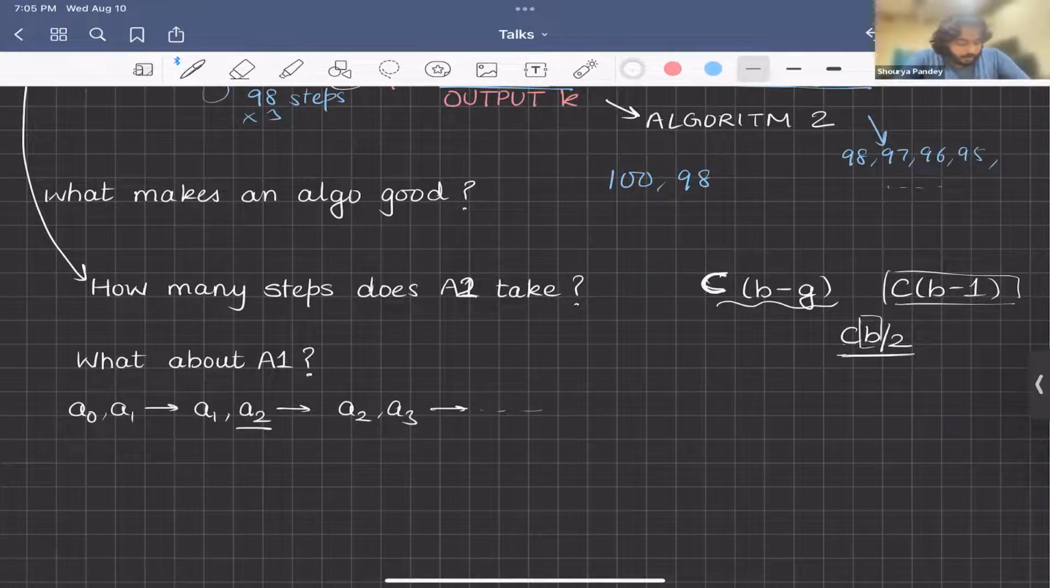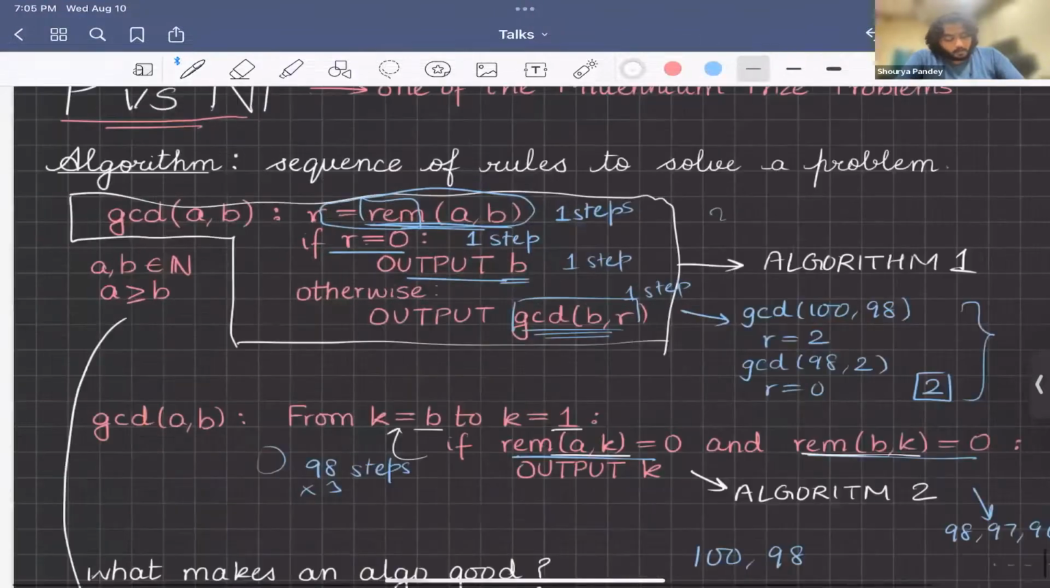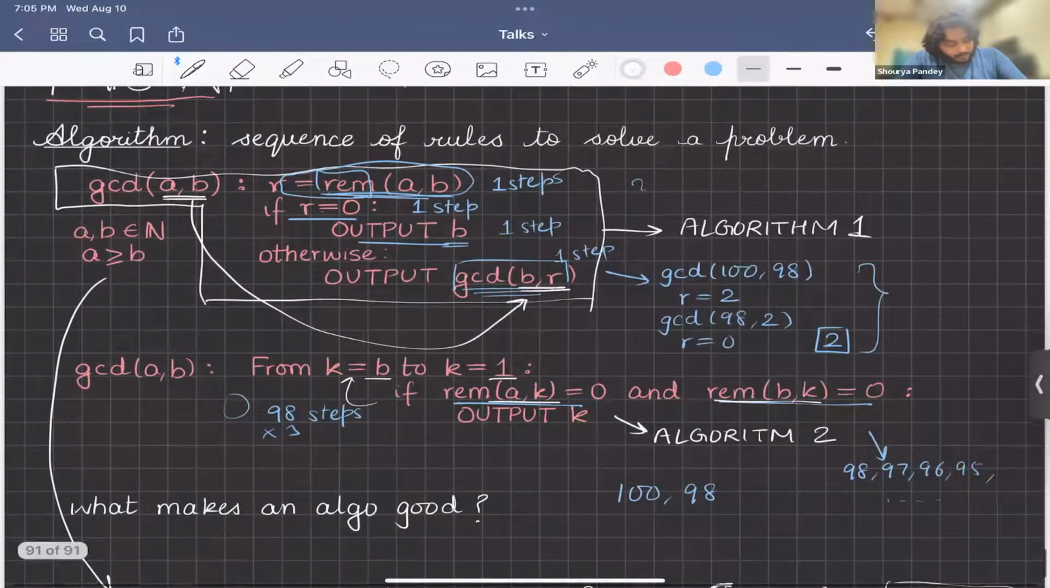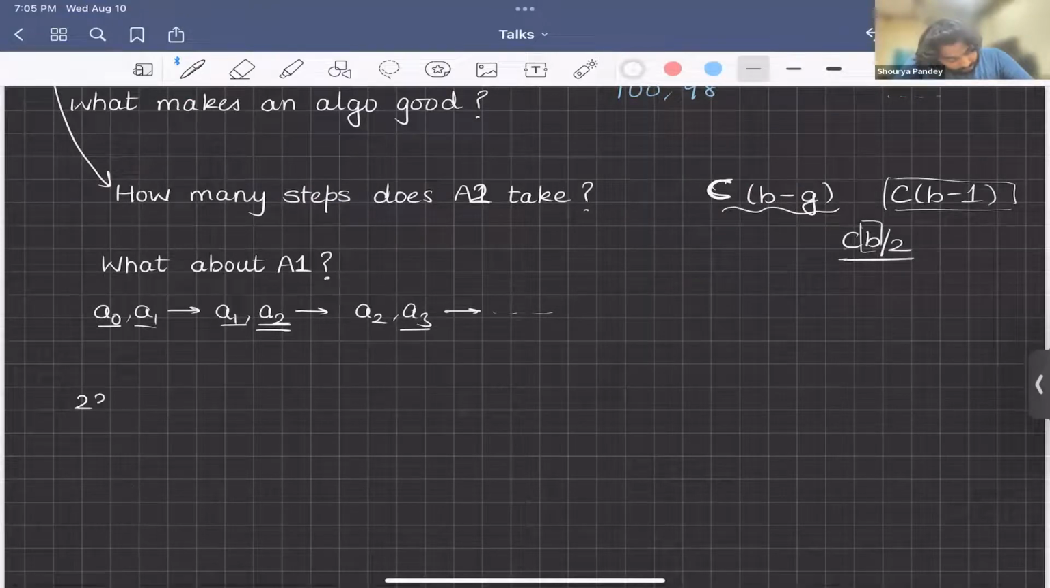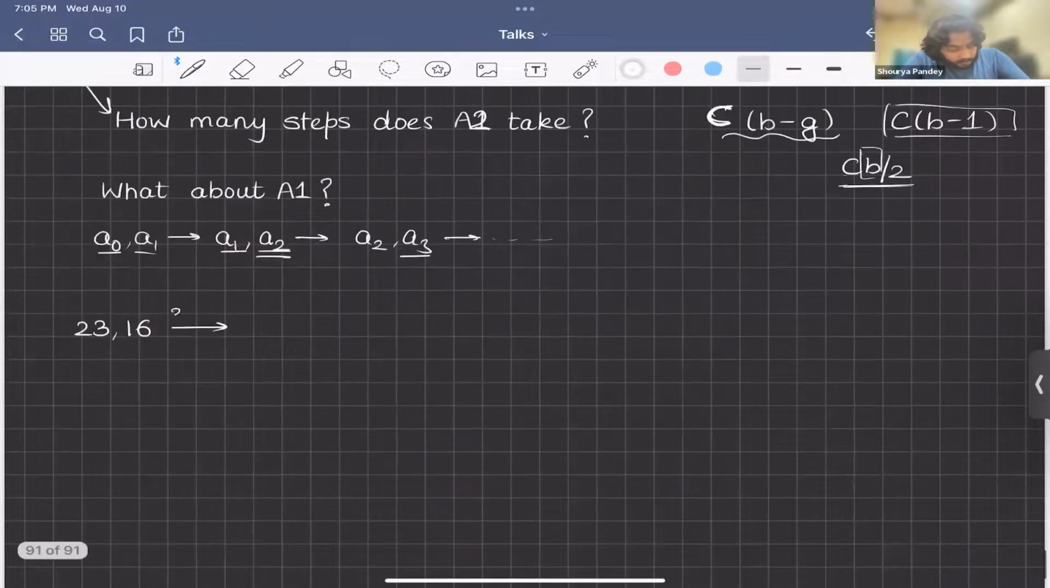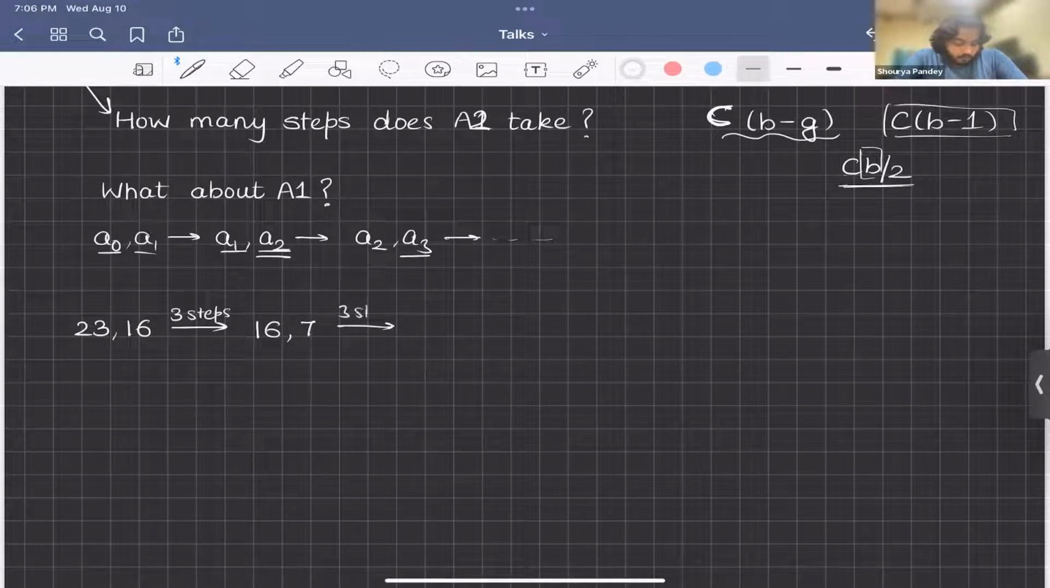Here A2 is the remainder when A0 is divided by A1, A3 is the remainder when A1 is divided by A2, and so on. So look at this algorithm. What is crucial is how many times we keep reducing this thing. For example, if I have 23 and 16, then I'll take some 4 or 5 steps here. Let's say 3 steps. And after doing the 3 steps, I re-invoke the GCD function, but on smaller numbers. And then 3 more steps.